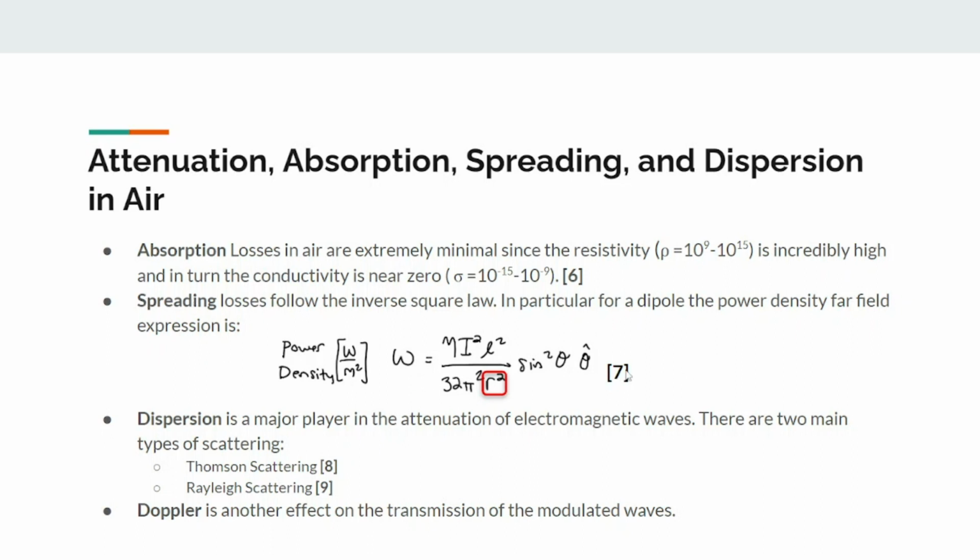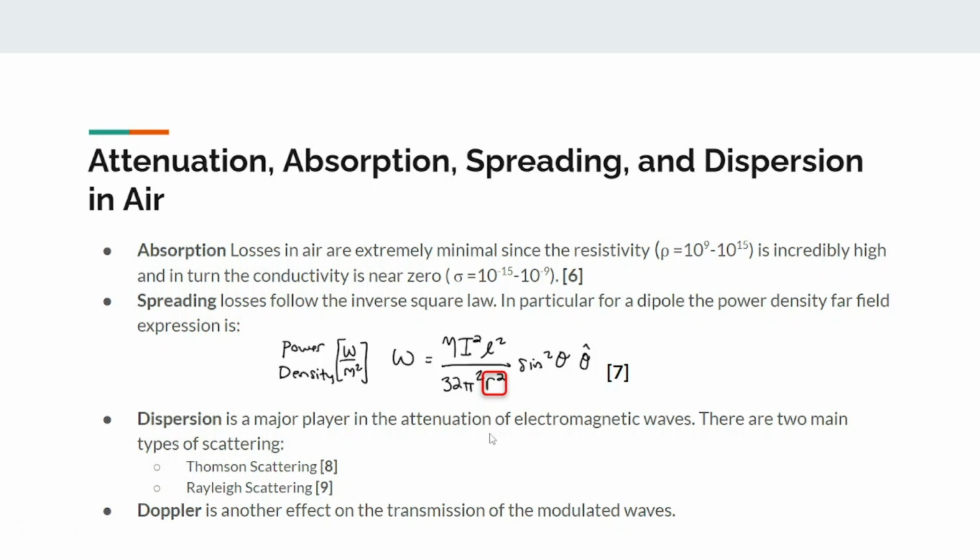From Source 7, which is an antenna theory book I have, we can see that this is for a dipole. It does have the R squared dependence for the power density. Usually when they're doing radiation intensity, they normalize that out, but it is there. So relative to isotropic, it will die down proportional to 1 over R squared, increasing away from the source.